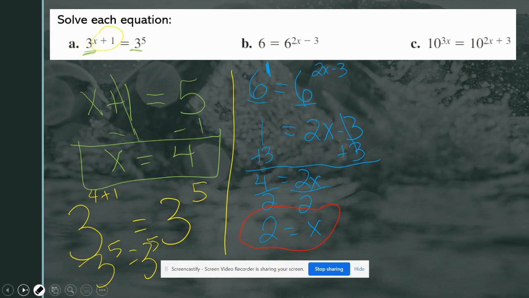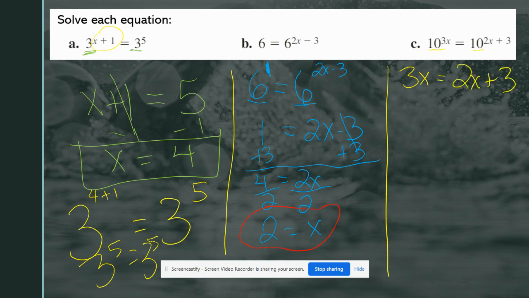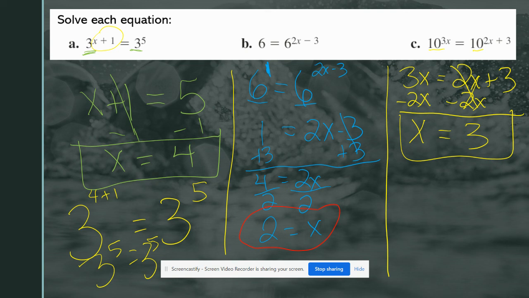Letter C. These are both base 10. So since they are both base 10, we can say 3x is equal to 2x plus 3. Let's get our like terms together. The opposite of a positive 2x is a negative 2x. 3x minus 2x is 1x. These add to 0, bring down the 3. We get x is equal to 3.